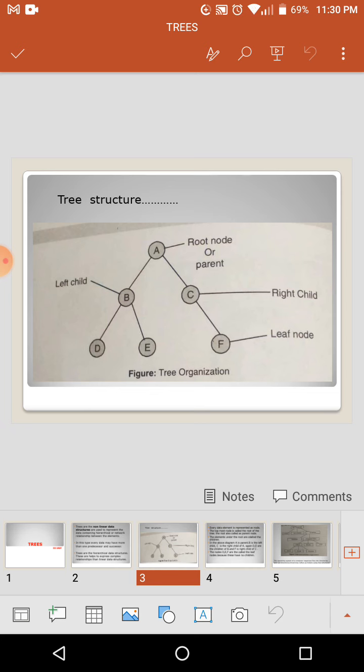One more thing we have to know. Here A is a root node, B and C are the child nodes of A. And D, E are the children of B. And one more thing, F is the right child of C. So D, E, F are children without any children of their own; we have to call them leaf nodes, the last nodes. If any node doesn't have any children, we call it a leaf node. Nothing but siblings.